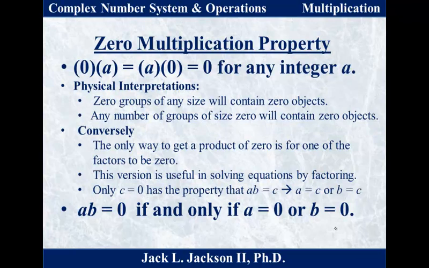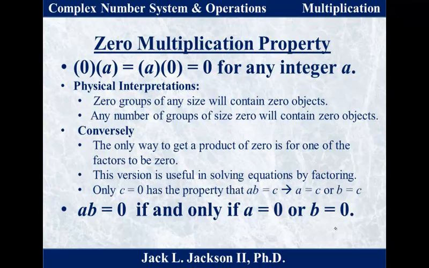Now, in the real numbers, or in the rational numbers, C equals 0 is the only number that has the property A times B equals C implies that A equals C or B equals C. So, for example, if C is 12, and you say A times B is 12, it's not true that either A has to be 12 or B has to be 12. They could be 1 and 12, but they could be 3 and 4 or 2 and 6.